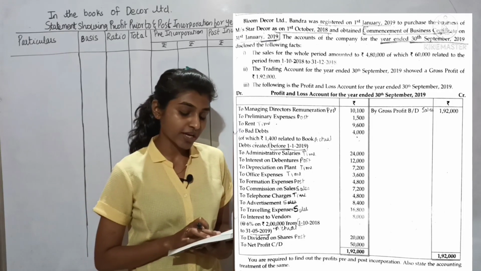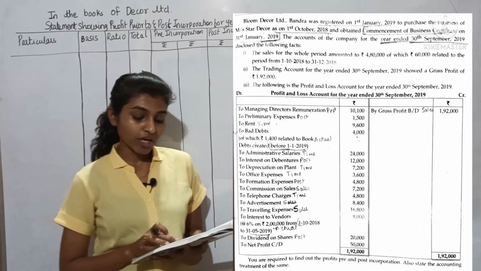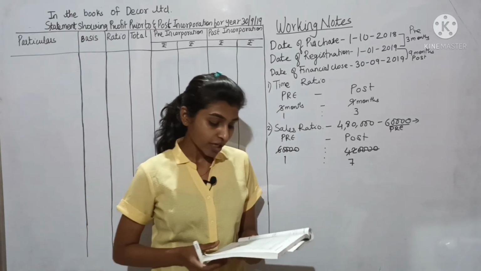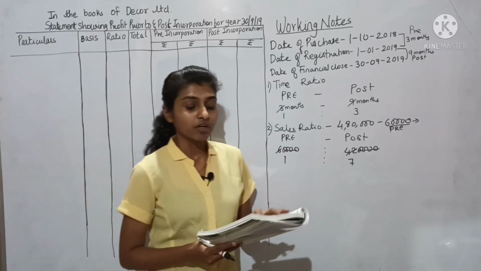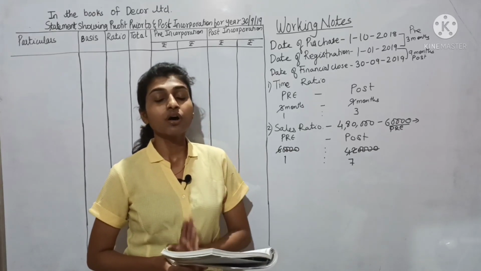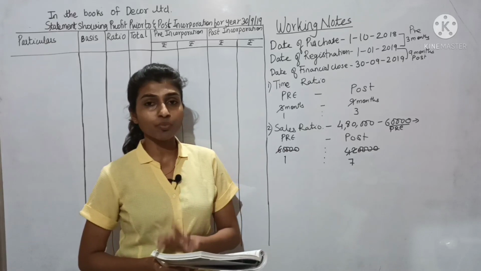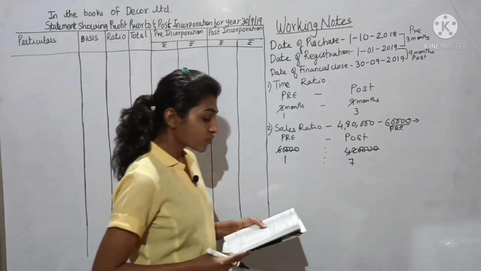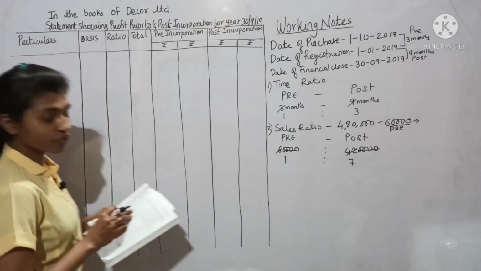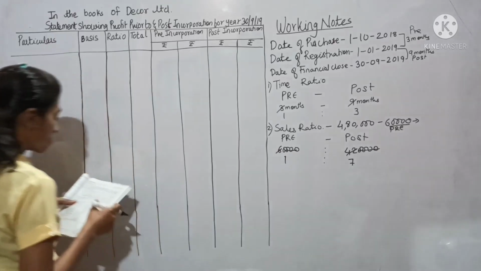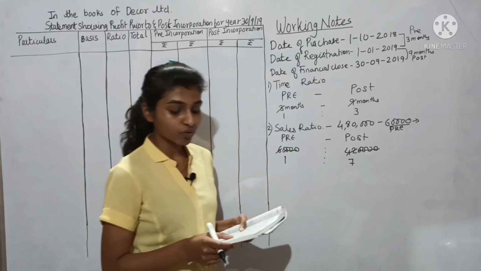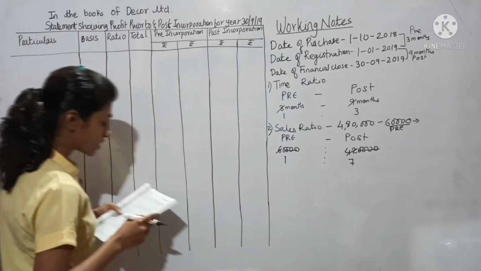And next, to the credit side, it is gross profit brought down, 1,92,000, which we have to give on sales ratio. So now I hope you have understood which items will go on which basis, like time ratio, sales ratio, post and pre incorporation. So first, we will distribute gross profit, and this gross profit we have to distribute on the basis of sales ratio.